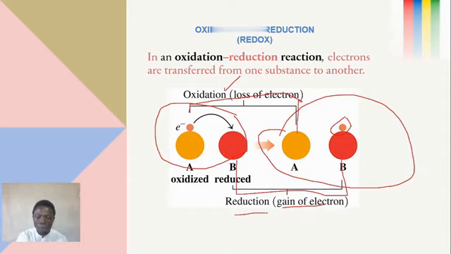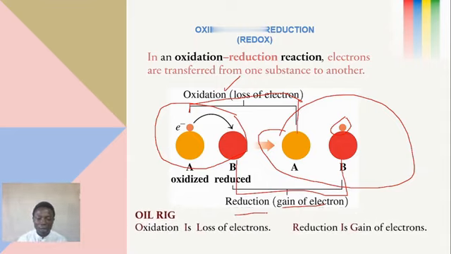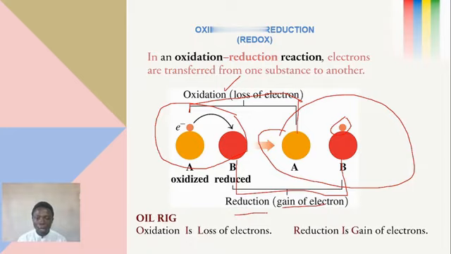Are we together? So you can see now for a clearer view and understanding. Oxidation is loss of electrons. So oxidation, loss of what? Electrons. And that's why we say OIL, for a simple understanding. Then reduction is what? Gain of electrons. So B gains an electron and the process is known as reduction.